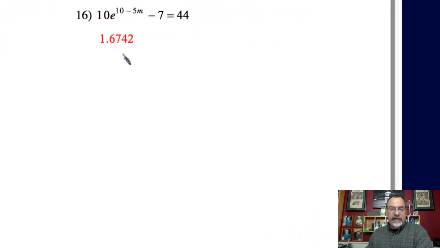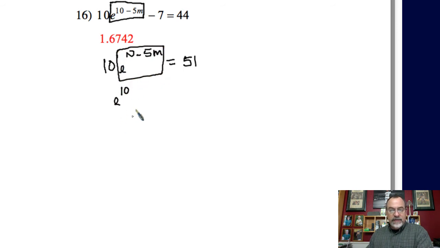All right, so we'll just do number 16 here. So again, the term I'm trying to isolate, or the term that has my variable, is right here, so I'm going to isolate that one. 10e to the 10 minus 5m, and I'm going to add 7 to both sides, so that's going to be 51. Now this is going to be e to the 10 minus 5m, again, this is what I'm trying to isolate, so I'm going to divide by 10. Now 51 divided by 10 comes out even, 5.1, so I'm going to go ahead and do that.